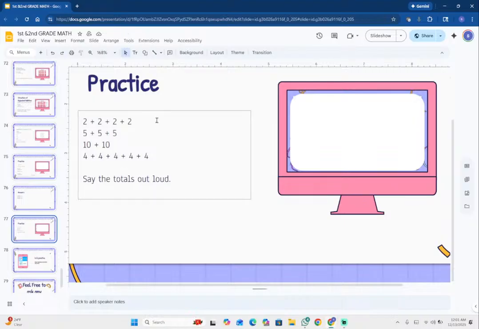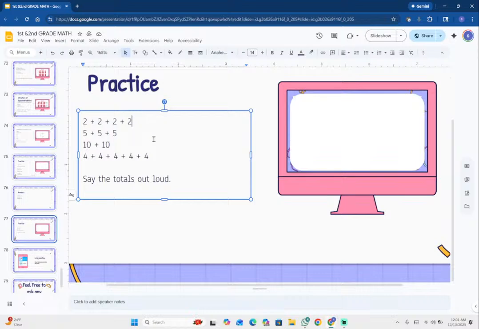Okay, 2 plus 2 plus 2. So 4 plus 2, 6. 6 plus 2, 8. And this is the same thing as saying 4 sets of 2 is equal to 8.